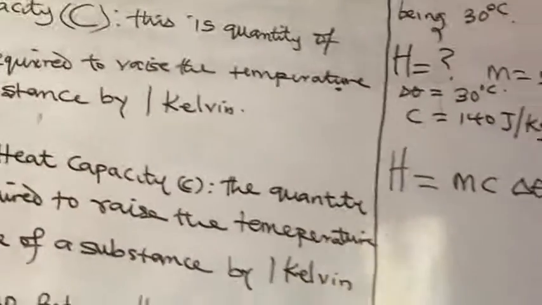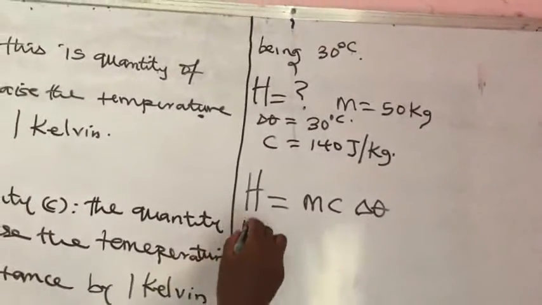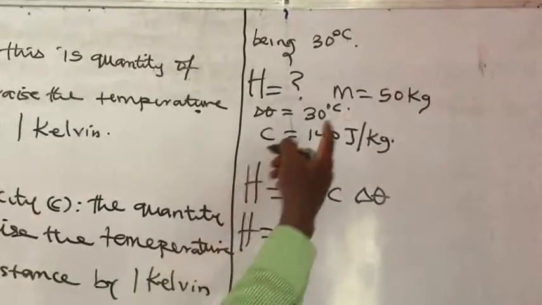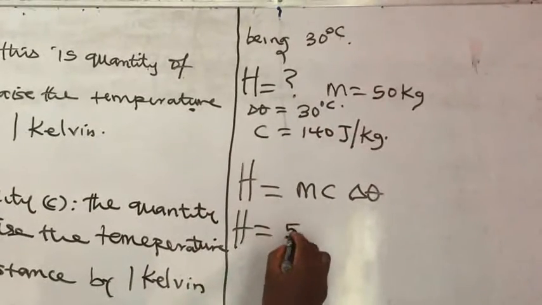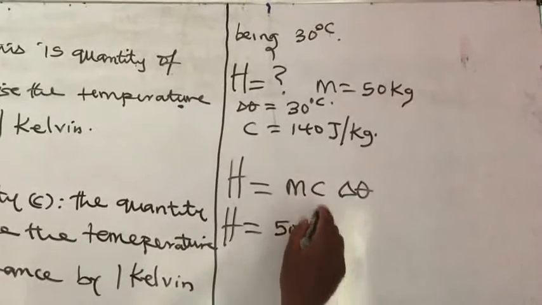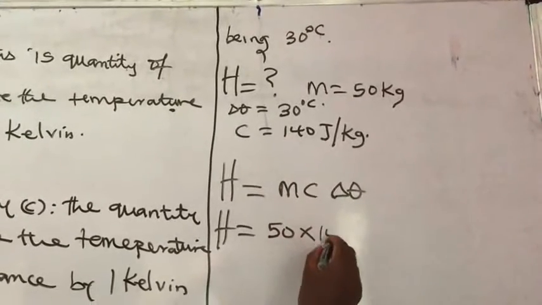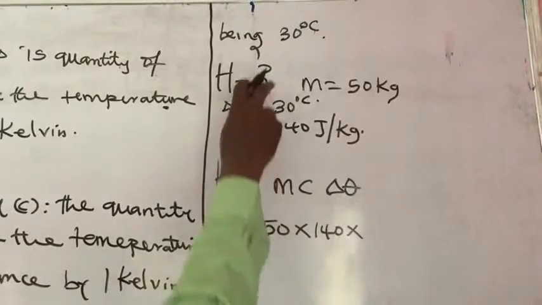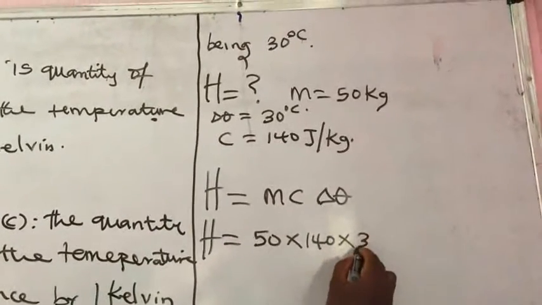Delta theta talks about change in temperature. So therefore, our quantity of heat, H, is equal to mass. Your mass is 50, times c. What is your c? Your c is 140, times change in temperature. Change in temperature is what? 30 degrees.